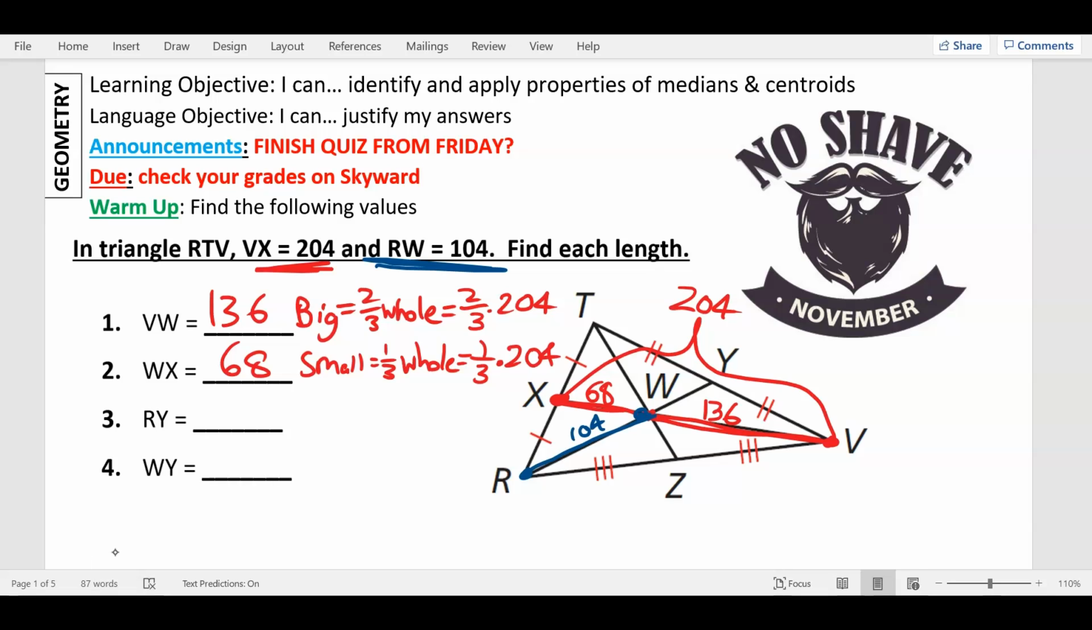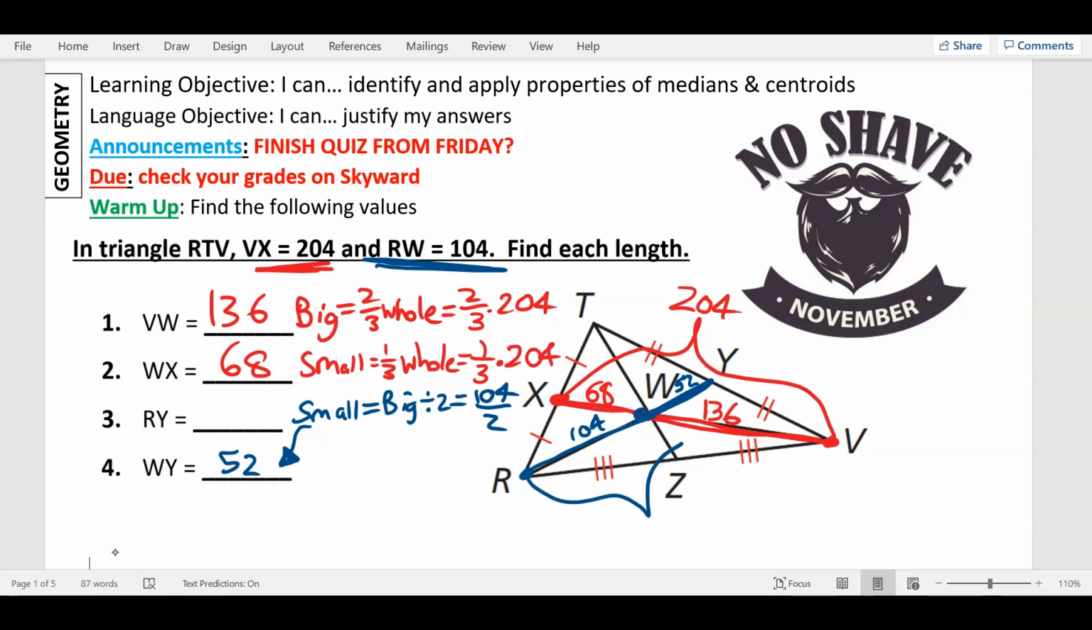Okay? So, to get the small, it's the big divided by 2. Half of the big gives you the small. What's half of 104? 52. Now again, we just found the small section WY is 52. So remember, that's down here. 52. Cool.